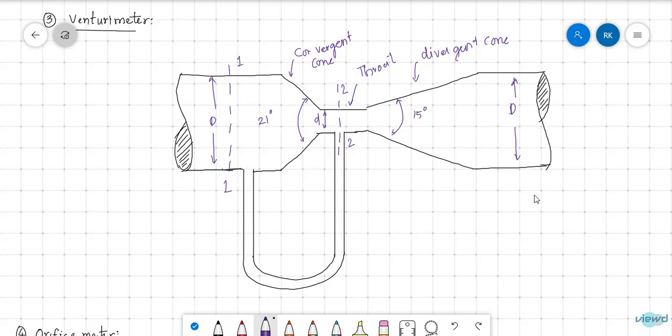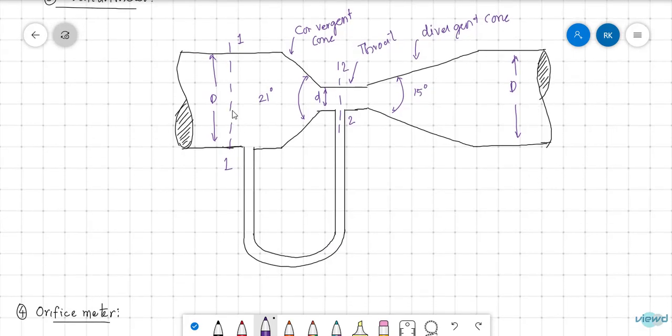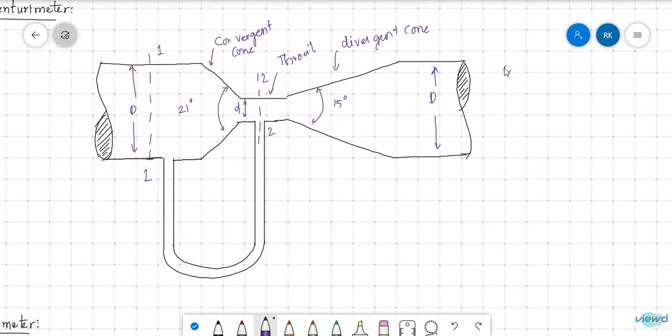We know that as pressure energy increases, kinetic energy decreases. As kinetic energy increases, pressure energy decreases. That is Bernoulli's law. Here, discharge is equal to A1 V1, which is equal to A2 V2. We can see from here that A1 is more, so V1 will be less. A2 is less, so V2 will be more.